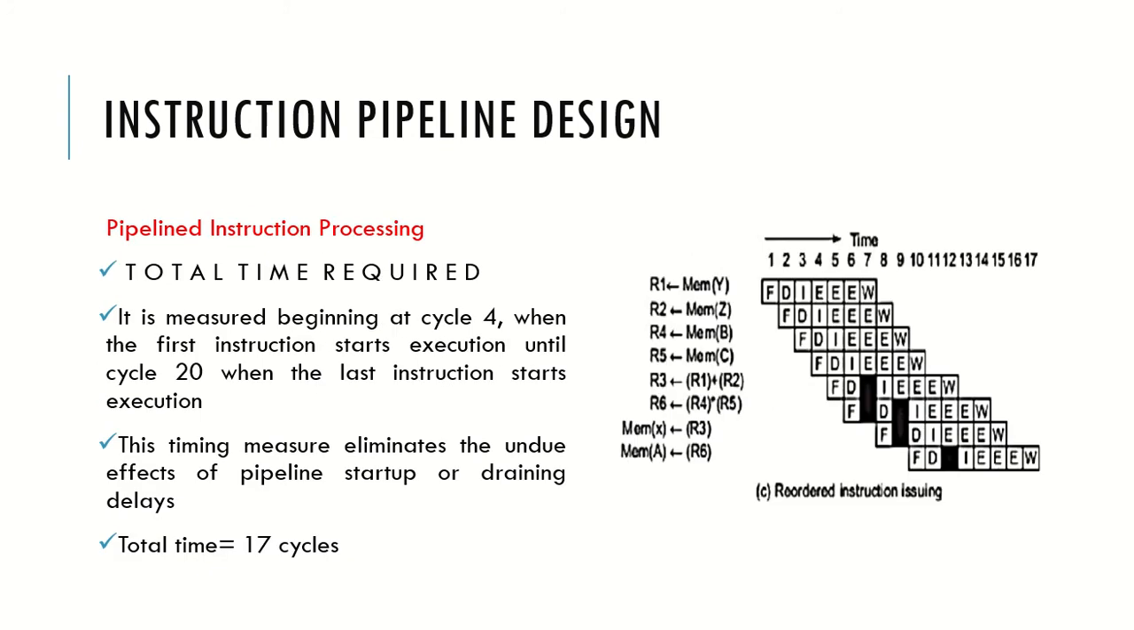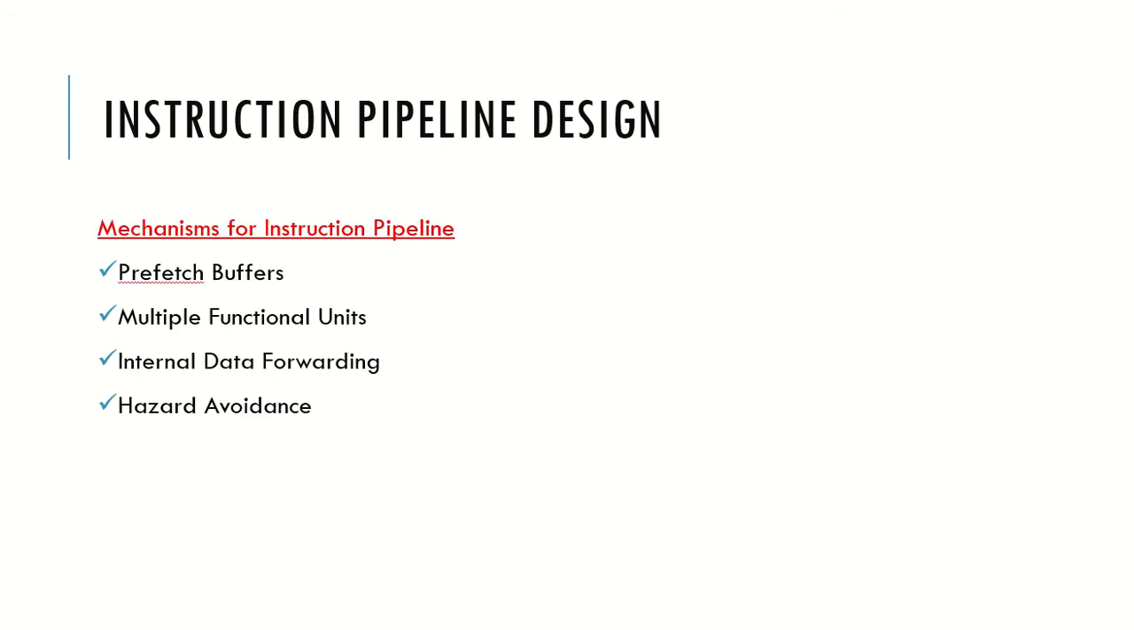So I'll show you an example. The same problem, the same program, when it was reordered, you could save nearly 6 clock cycles. So earlier it was 23, now you could complete it within 17 clock cycles, even if you have minimal stalls happening between the stages. Okay, so this is it. The timing measure eliminates the undue effects of pipeline startup or draining delays, and if you could reorder the execution, then you could save at least 6 clock cycles, and that is how it counts to 17 cycles.